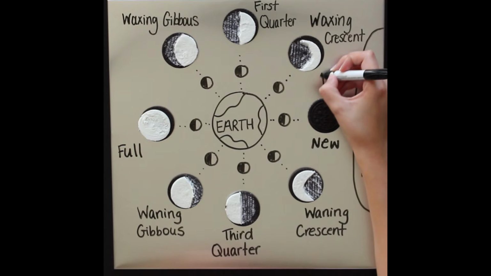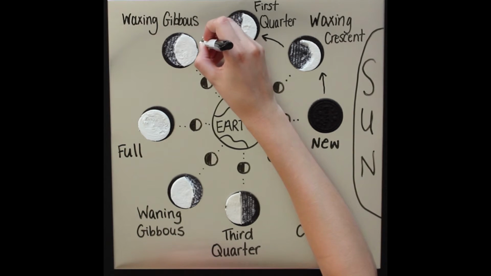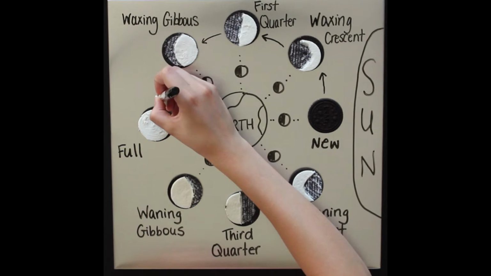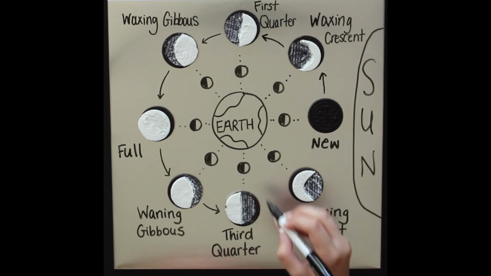As you can see, even though half of the moon always faces the Sun and half is shadowed, it can look very different to us down here on Earth. Depending on where it is in orbit, we will be able to see a change in the moon's shape.